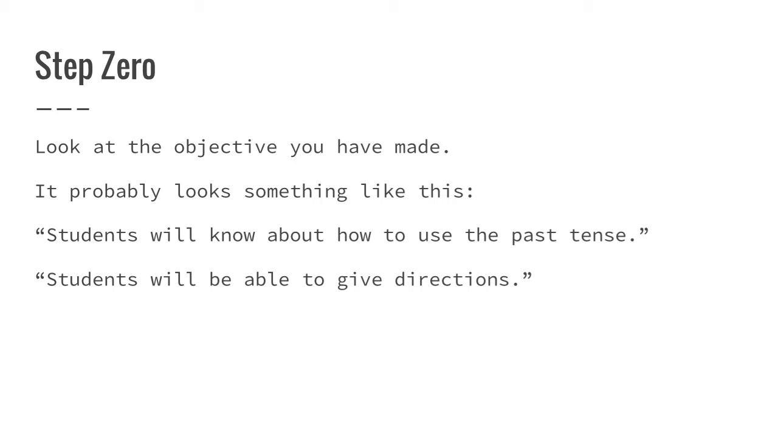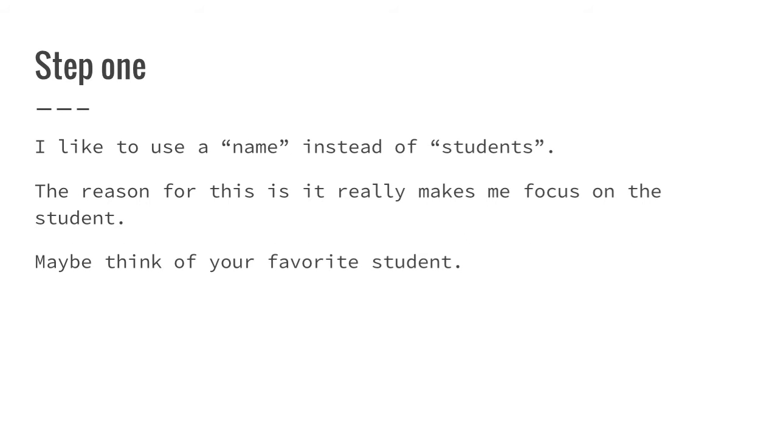So what we're going to do is we're just going to go through and take these kind of objectives and change them. The first thing, or step, is I like to use a name instead of students. So the reason I do this is it really makes me think about the student. It really makes me think about what's going to happen during my lesson, right? Because like I said, this is just a tool. There's no special reason to use students. Just the reason is it makes me think about what's happening inside my lesson. It really focuses me, right?